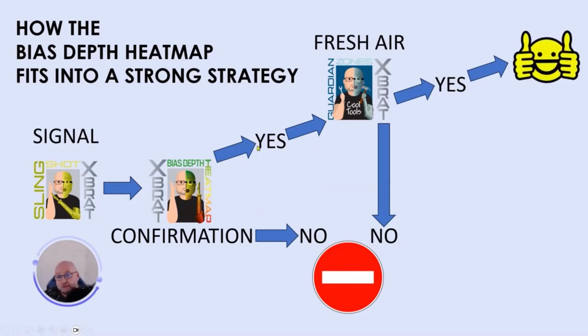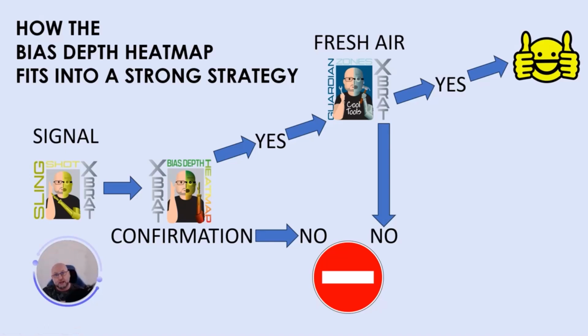If you do get a signal, the next step is, have you got fresh air to trade into? You could have had a long signal, you've got all 6 time frames green, but have you got enough fresh air? Are you far enough away from the next resistance zone to trade into? If not, you don't trade down the bottom here. It's 3 simple rules: signal, confirmation, fresh air. If you do have fresh air to trade into, then take the trade.